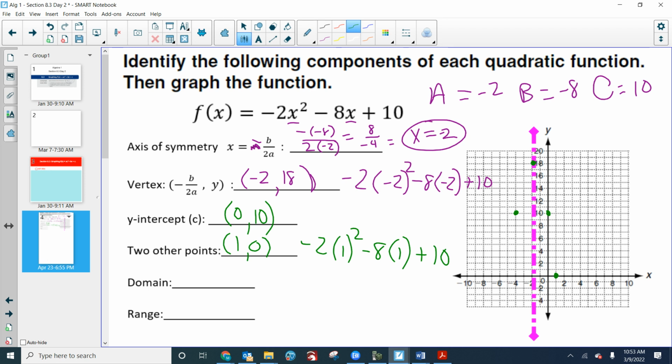How can I get my second point, Logan? You can mirror it. How far is that over? 1, 2, 3. 1, 2, 3. Boom. And what's my second point? Negative 5, 0. How many times did I plug in for x? That's all you have to do. And we got 5 points.